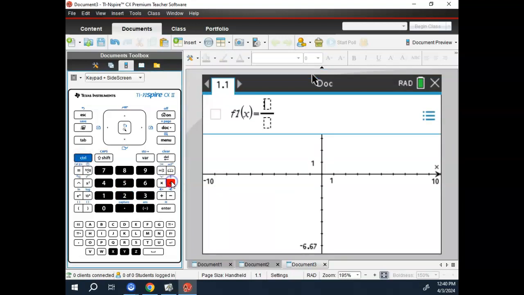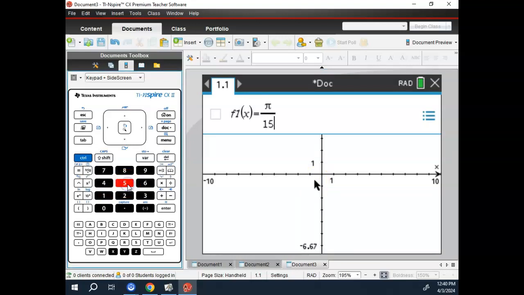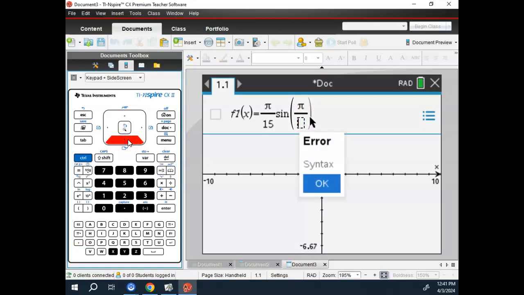So I'm going to add a fraction there, and I want it to be pi. Pi's down here by the H. Pi over 15, times the sine of pi over 12. I don't know why I keep getting an error.